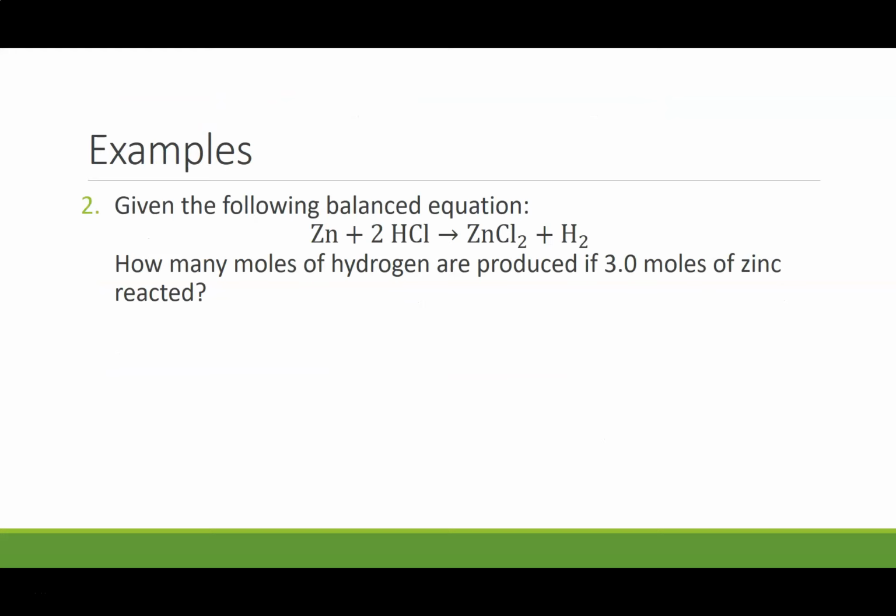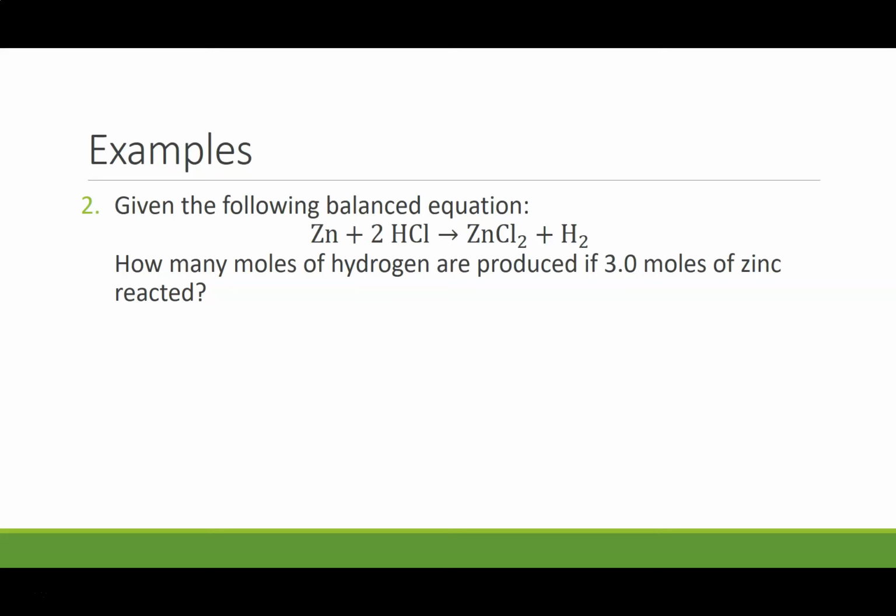The simplest stoichiometry problems are moles to moles problems. This means that you are given the moles of a substance and you are asked to solve for the moles of another substance. Let's do a few of these problems to end this lesson. Given the following balanced equation, Zn plus 2HCl yields ZnCl2 plus H2, how many moles of hydrogen are produced if 3.0 moles of zinc reacted?